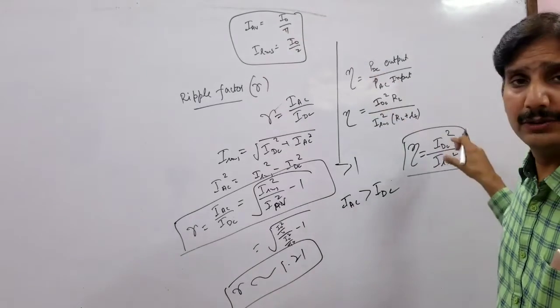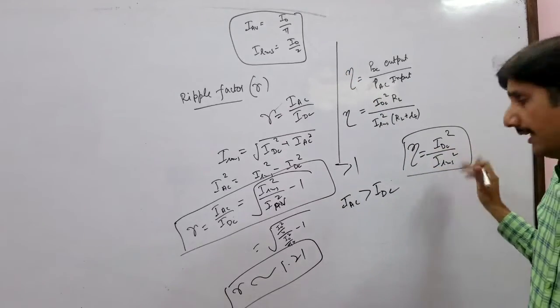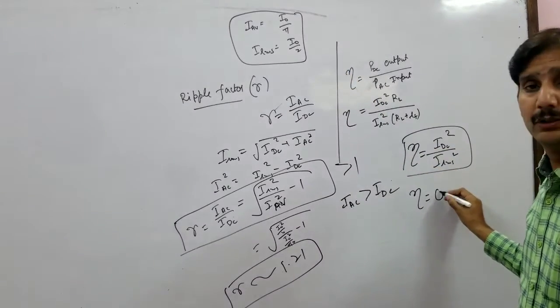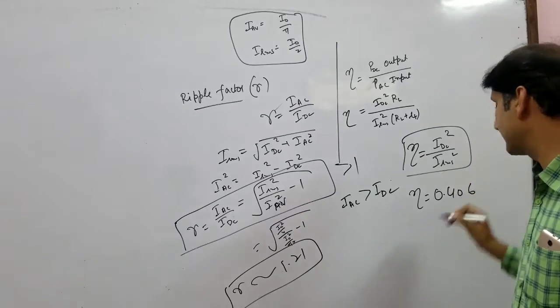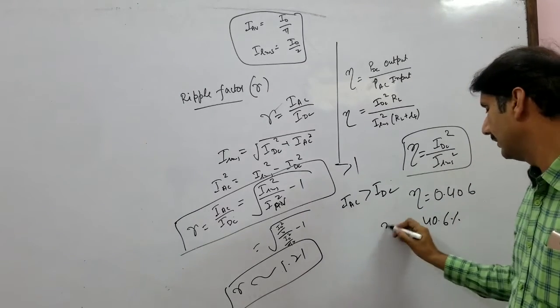Let's put in these values. DC value, that is the average value, and the RMS value over here, and you find eta is equal to 0.406, or you may say 40.6%.